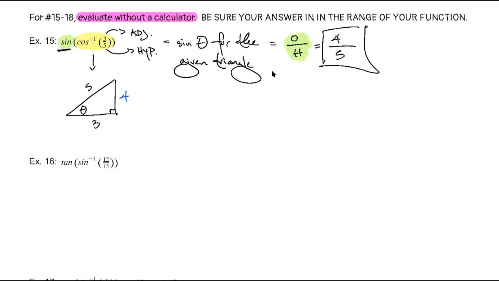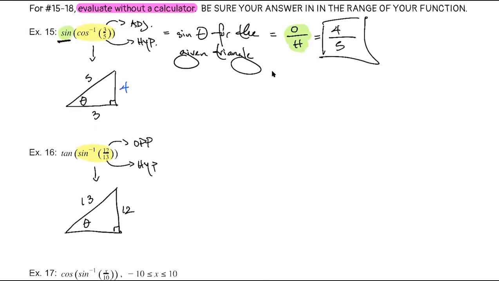All right, let's try that with example 16. So we're gonna start with the inside part first again, all right? We're gonna draw a little triangle. All right, and how do we label our triangle this time? Opposite over hypotenuse. Yeah, 12 is that opposite. 13 is the hypotenuse. Okay, so 13 and 12, yeah?